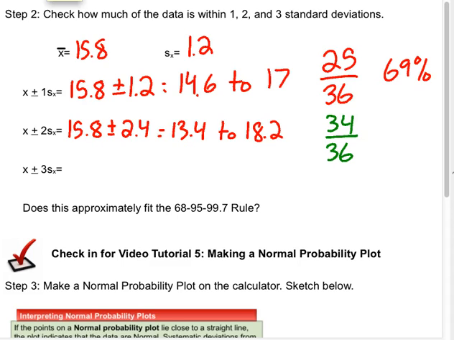So again, let's calculate that percentage. And I'm seeing 94% of our data is within 2 standard deviations here.